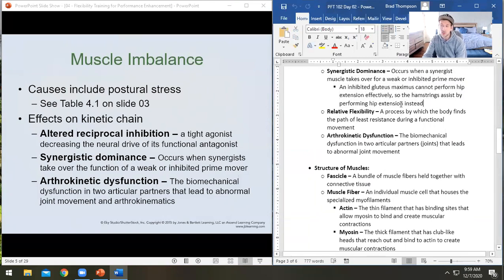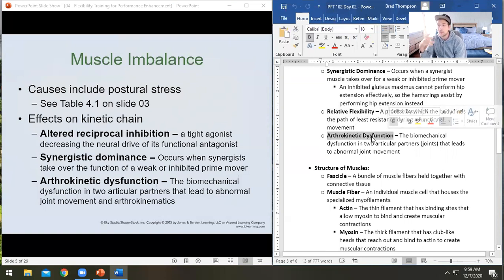Now, what that's going to lead to is you moving in a way that, you kind of got the job done, but you didn't really move the way you're supposed to. So we start to experience what's called relative flexibility. It's like, yeah, you got the job done, but that's not really how we're designed to move. So now you're putting too much stress on certain muscles, you're putting too much stress on certain parts of the joint, and it can be kind of painful, right? So it's a process by which the body finds the path of least resistance during a movement. That puts too much stress on certain bones and leads to arthrokinetic dysfunction.